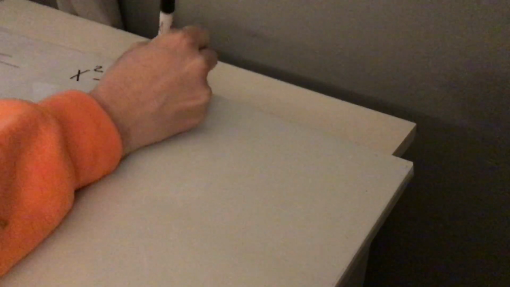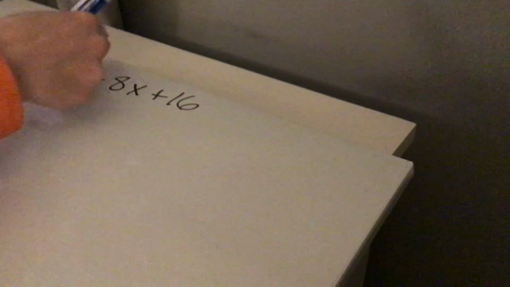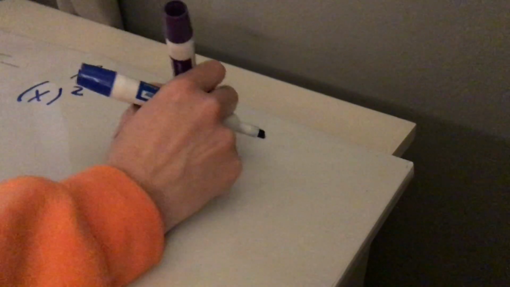Okay? So we have x squared minus 8x plus 16. To see if it's a perfect square trinomial, I look at this first term, and that's just x squared. And then I look at the last term. Can I write that as something squared? And I can. 16 is just 4 squared.